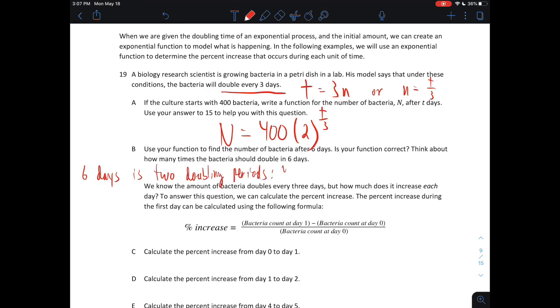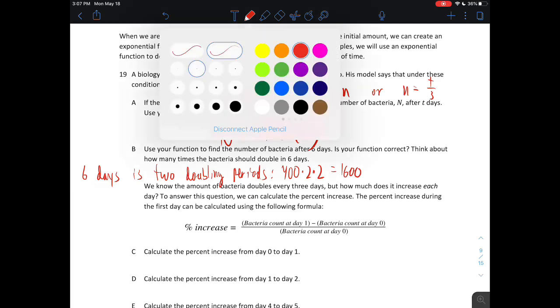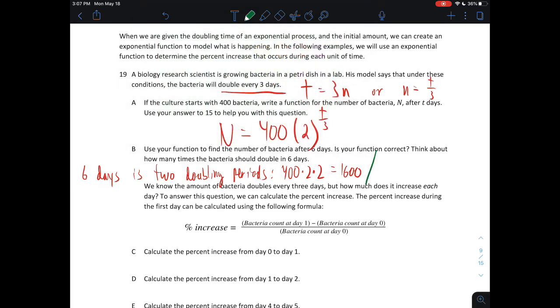So we should have 400 times 2, which is 1,600. If we were to use our formula, we would say n is equal to 400 times 2 raised to the t is equal to 6 here, 6 divided by 3, but 6 divided by 3 is 2, so this is 400 times 2 raised to the second power. That's just 400 times 4, that's also 1,600. So this is, again, just giving us a way to verify that our formula was correct.